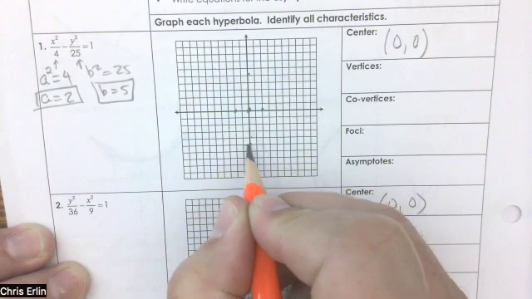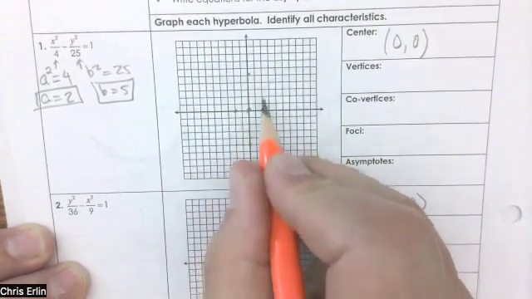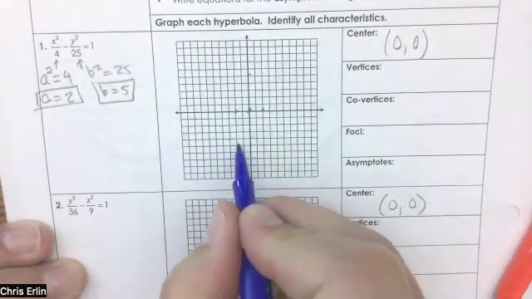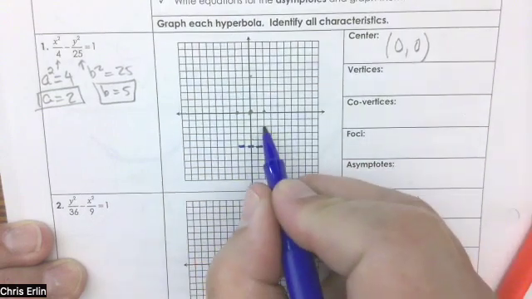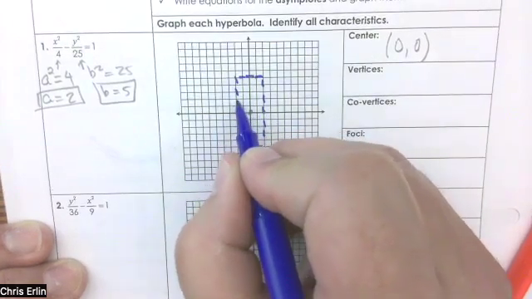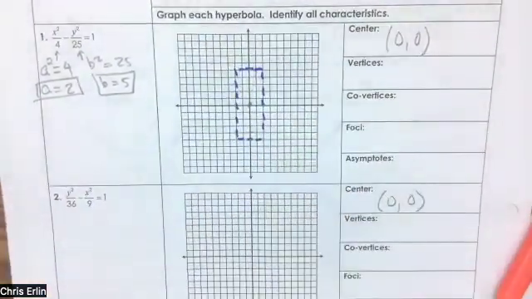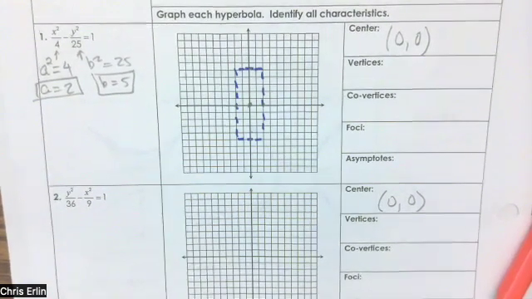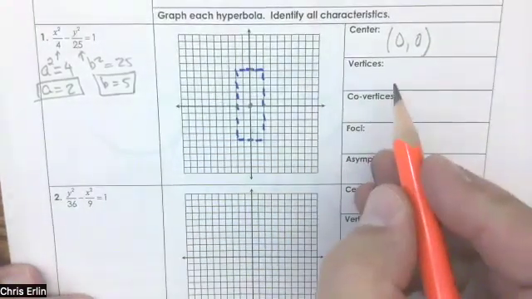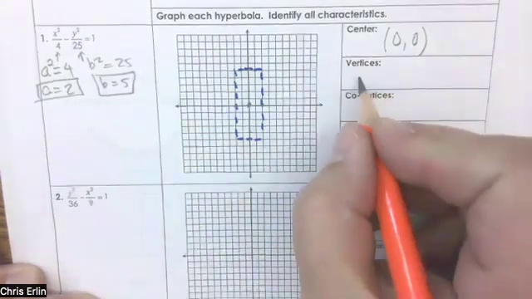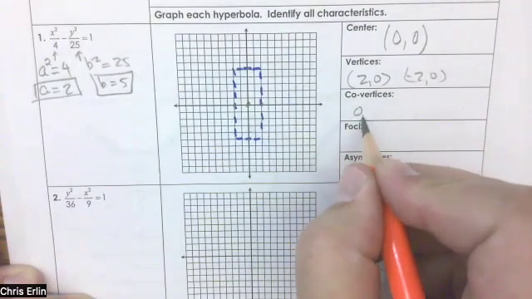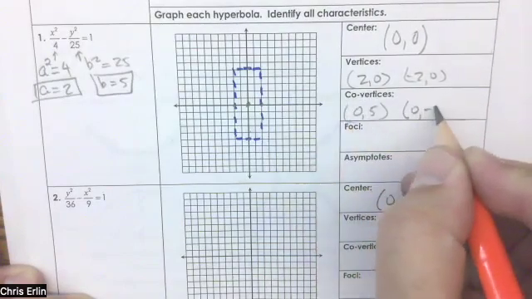And whereas in an ellipse, I would connect those and make my elliptical shape, this time we're going to do it differently. We're going to make a box. Make a box that goes through all 4 of those vertices and co-vertices. And the vertex in this case is going to be 2, 0, and negative 2, 0. And the co-vertices will be 0, 5, and 0, negative 5.